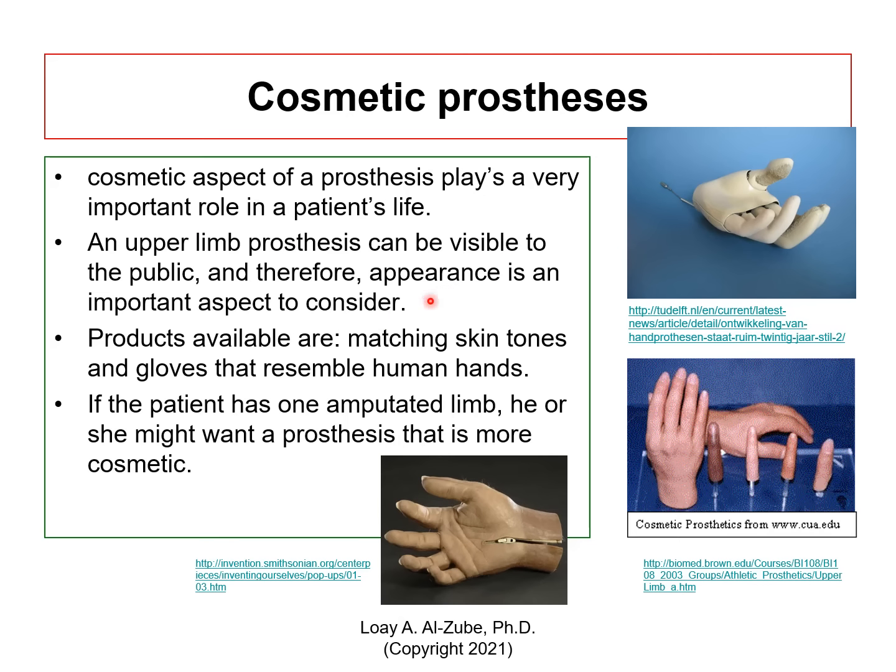Cosmetics is very important in a patient's life, especially for upper extremities, because they're visible. Lower extremities, they wear pants or shoes, but the upper extremities are visible to the public, and therefore the appearance is important. Here we have something called matching skin tones and gloves that resemble human hands. As I said, it's expensive and hard to clean. And if the patient has one amputated limb, he or she might want a prosthetic that is more cosmetic.